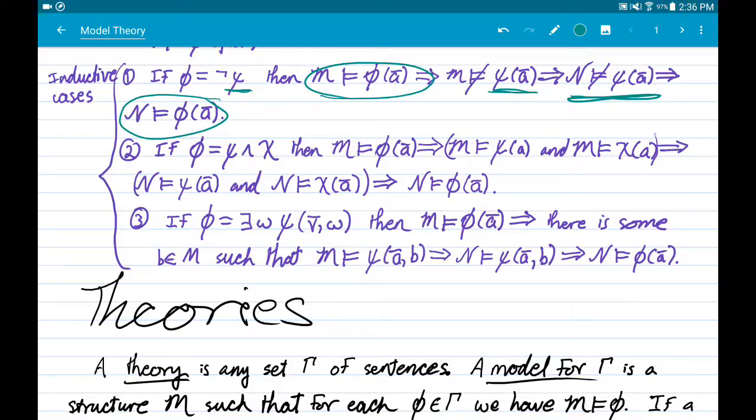And so on, the remaining parts of the proof go in basically the same way.